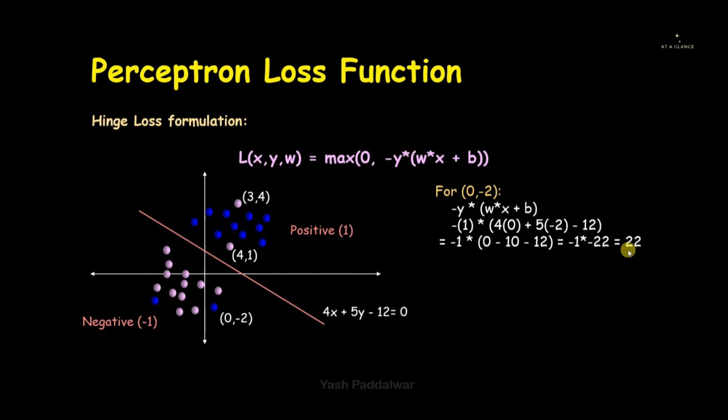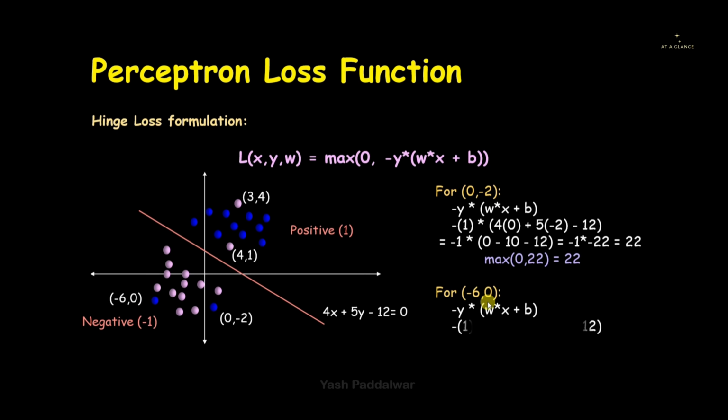Now if we replace the value of this expression with 22 in the max function, we get the maximum value of 0 and 22 as 22. So you can see the loss associated with this coordinate 0, -2 is 22.